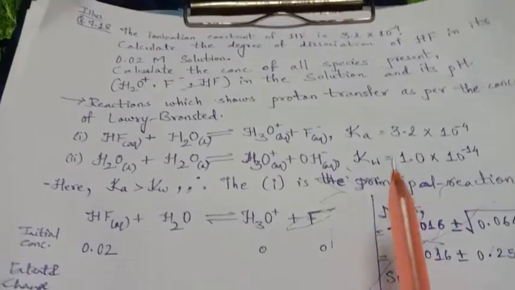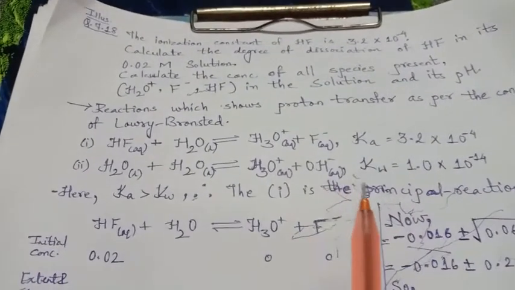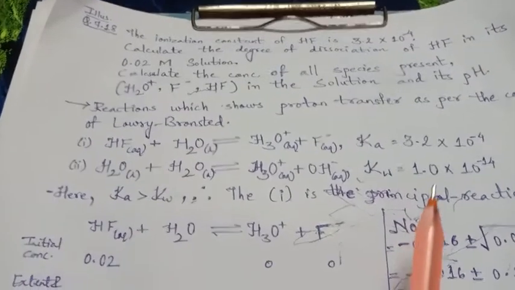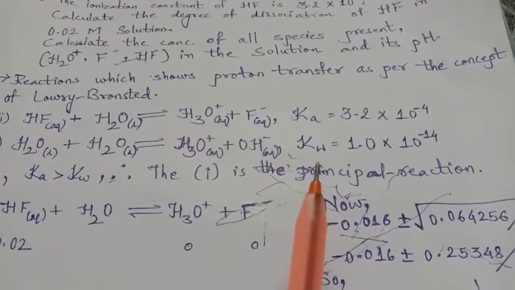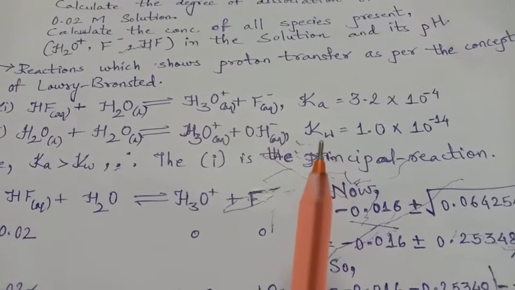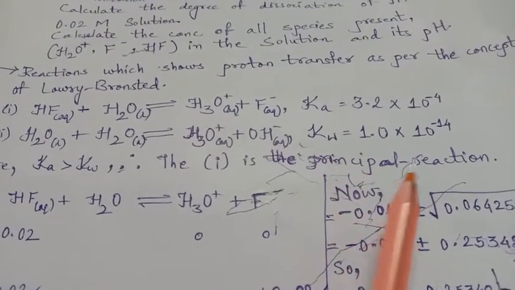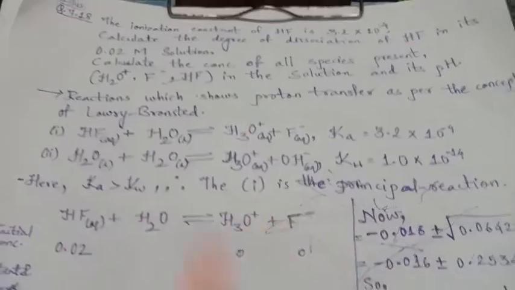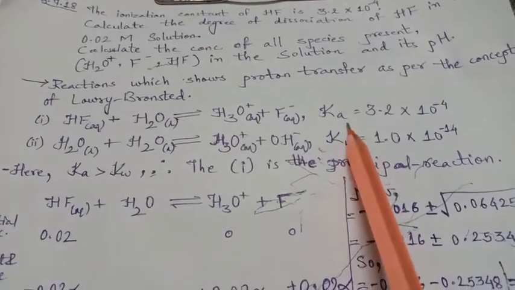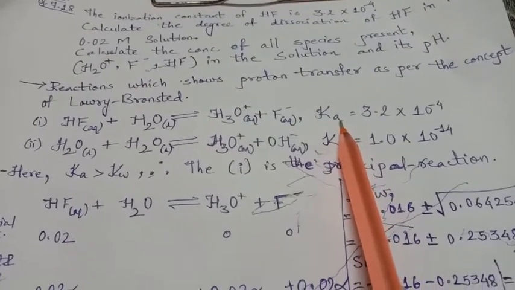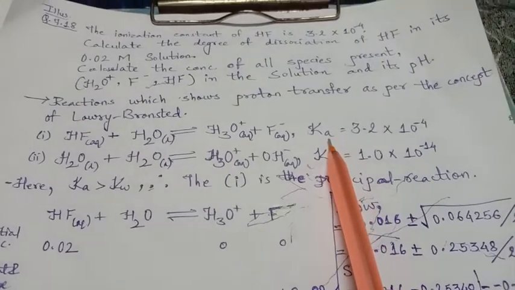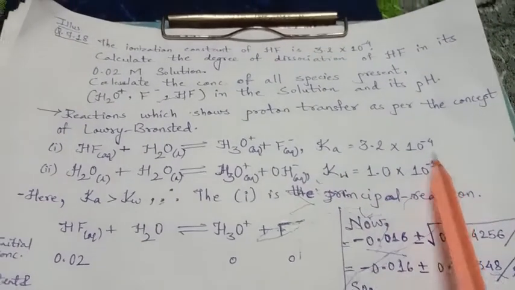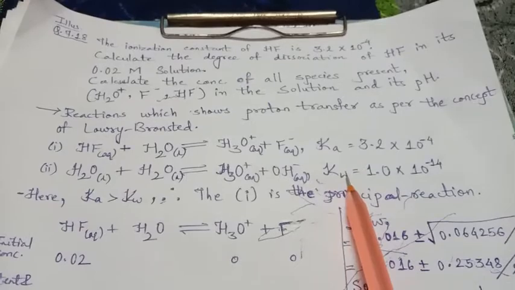Remember that, as I told, every time the ionic product won't be given. You have to remember this value: the product of the water components H3O plus and OH minus is 10 to minus 7 into 10 to minus 7, that is 1 into 10 to minus 14. So looking at both, we can say that the ionization constant Ka is 3.2 into 10 to minus 4, whereas the ionic product is 1.0 into 10 to minus 14.